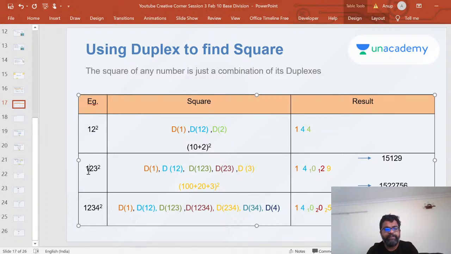You're only finding out the duplex of 1, then the duplex of these two numbers, then the duplex of all three numbers, and then going from this side, 2 3 and 3, right? So 1, 1 2, 1 2 3, 2 3 and 3. Similarly, when you come to a 4-digit number, first you find the duplex of 1, then 1 2, then 1 2 3, then 1 2 3 4, and then you find 2 3 4. You go backwards like this: 2 3 4, 3 4 and 4. So you're able to solve much bigger problems as well, right?